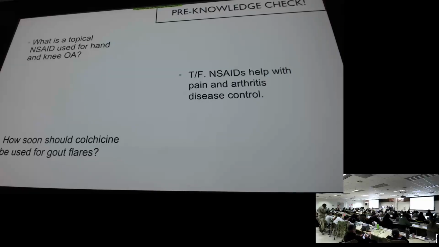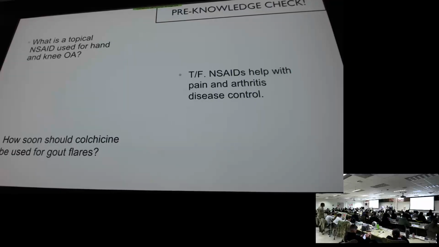What's a topical NSAID used for hand and knee OA? Voltaren gel, that's the brand name. What is the generic? Diclofenac gel, right? Good. NSAIDs help with pain and arthritis disease control. No, right? What are NSAIDs going to do? Pain and inflammation. They are not going to control OA. They're not going to stop the progression of OA. Important concept when we talk about OA versus rheumatoid versus gout. We're going to be using NSAIDs in all 3, but they have a different utilization for each disease process.